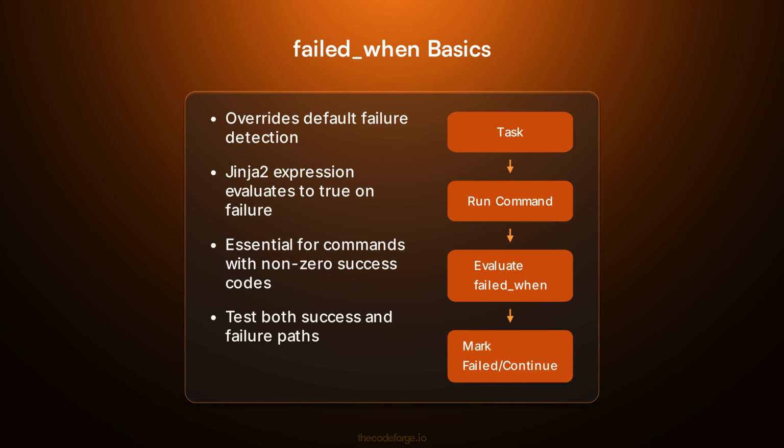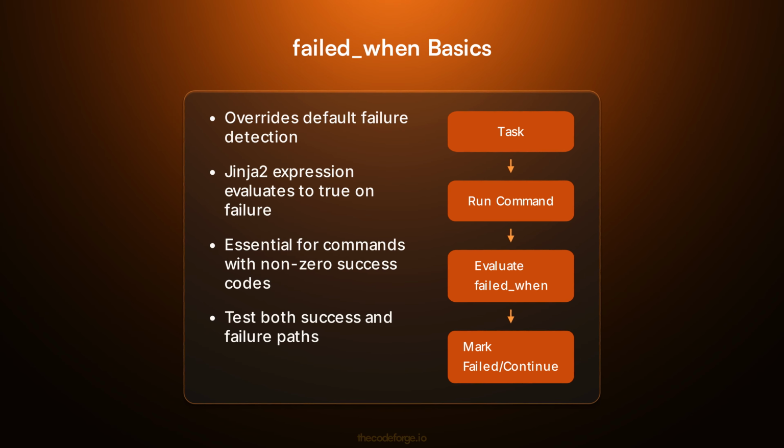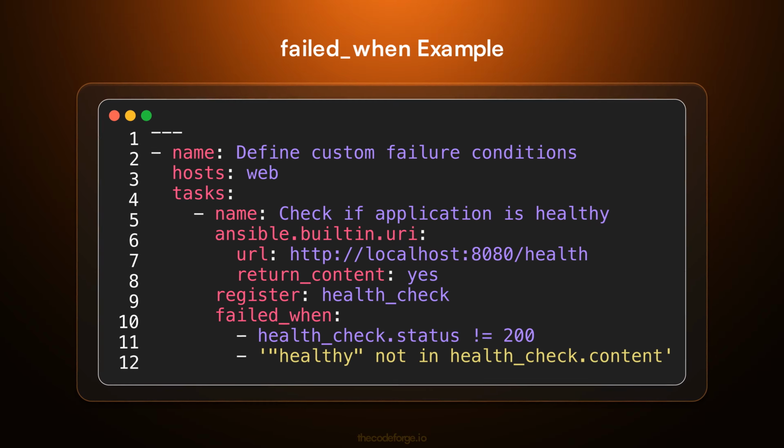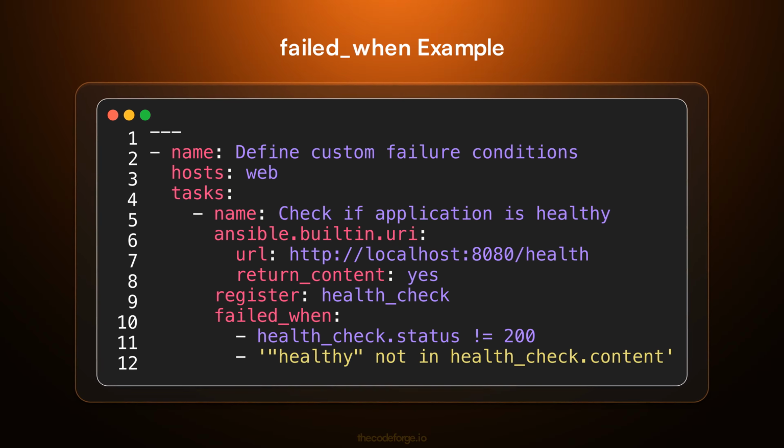failed_when overrides Ansible's default failure detection. You provide a Jinja2 expression that evaluates to true when the task should be considered failed. This is essential for commands that return non-zero on success, like grep returning 1 for no match, or for complex checks based on stdout/stderr.